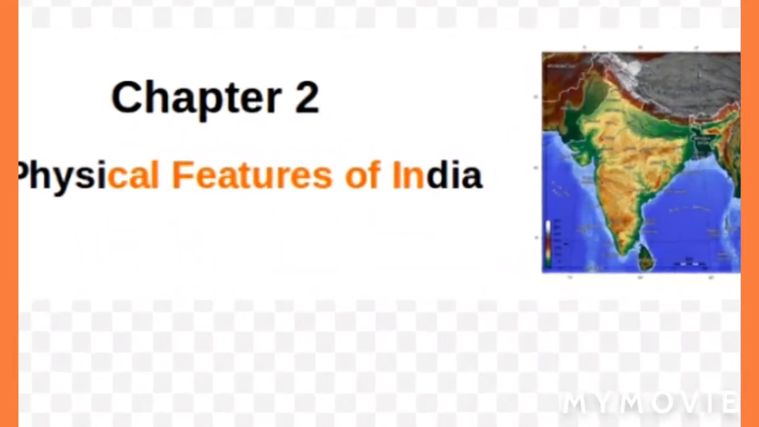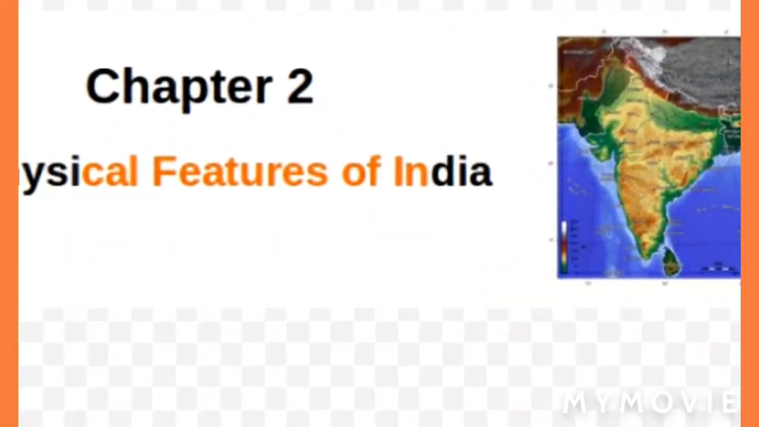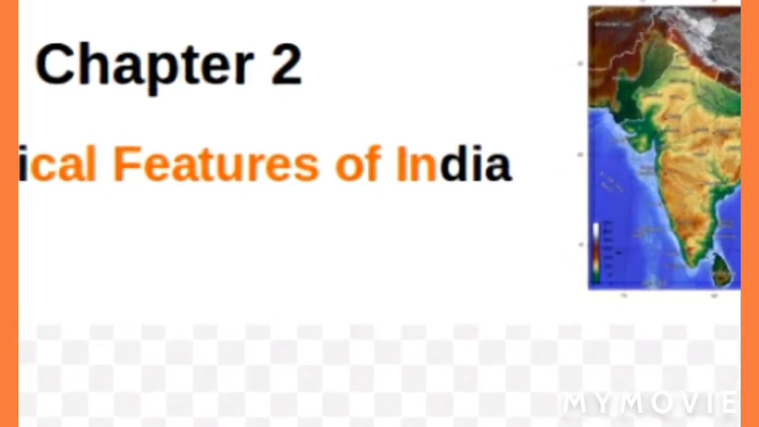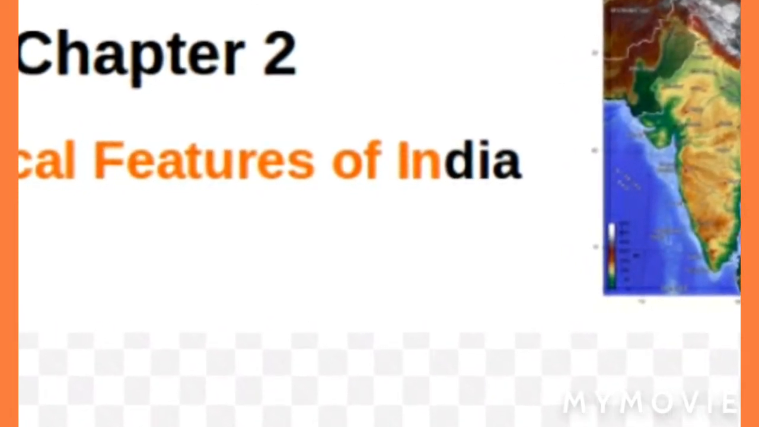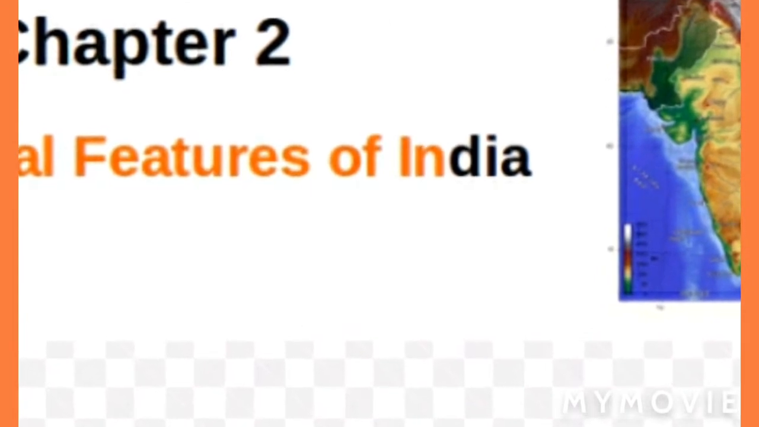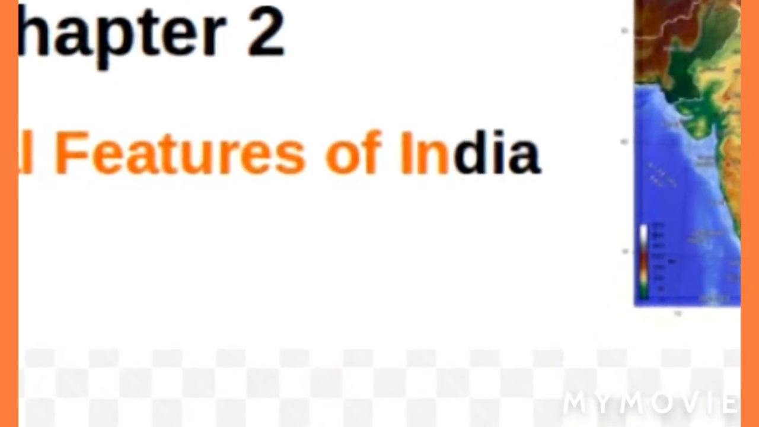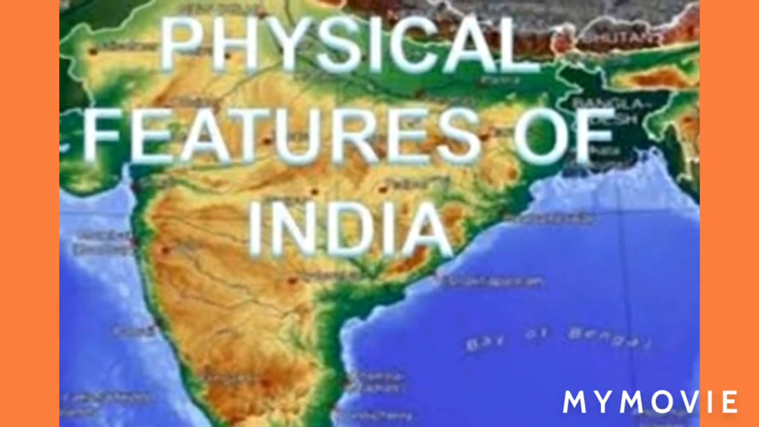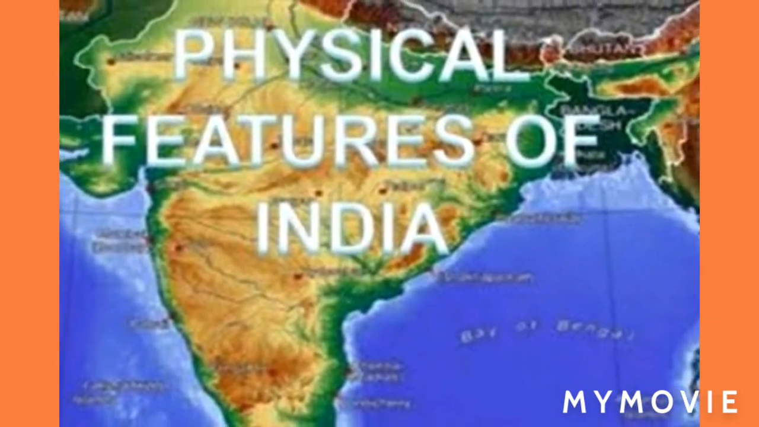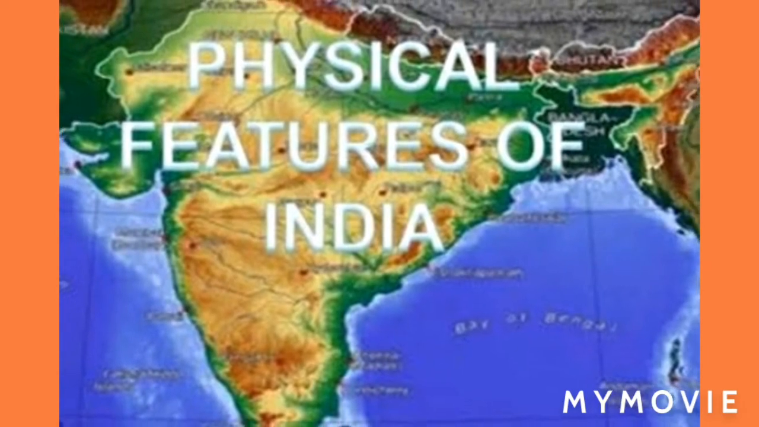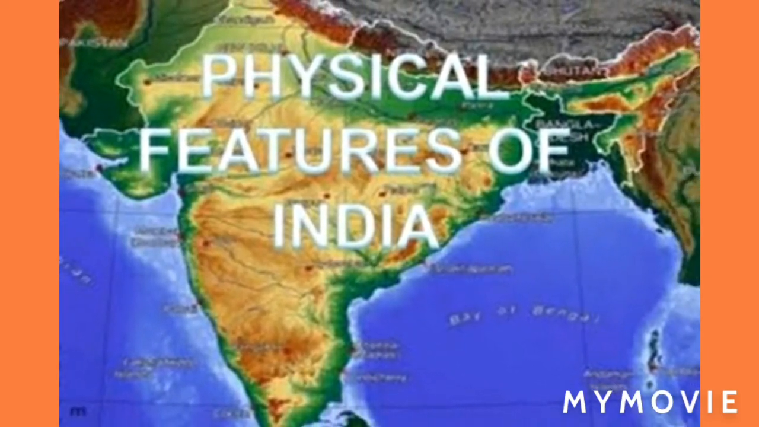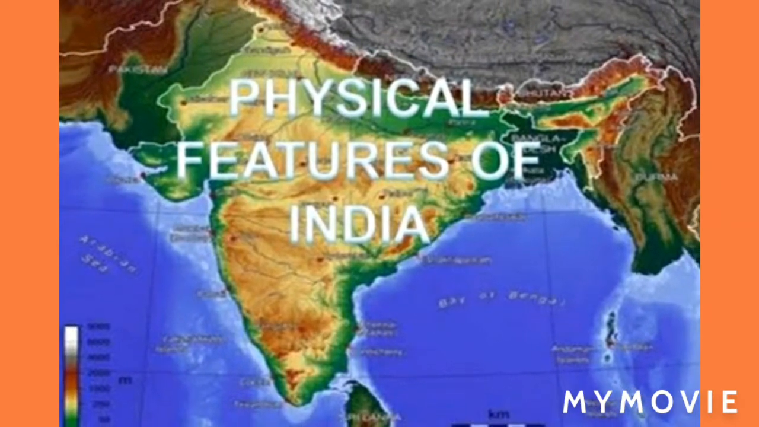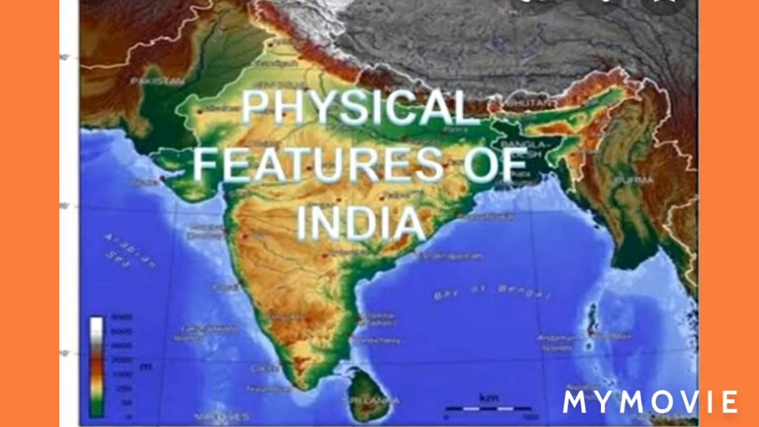Hello dear children. In this video, we will be discussing the second chapter of Geography, class 9, the physical features of India. India is a vast country and has various types of landforms. In fact, India has practically all major physical features of the earth, that is mountains, plains, deserts, plateaus and islands.